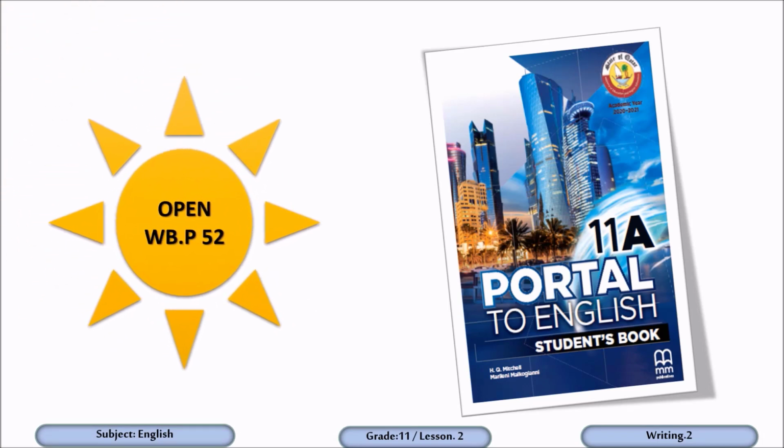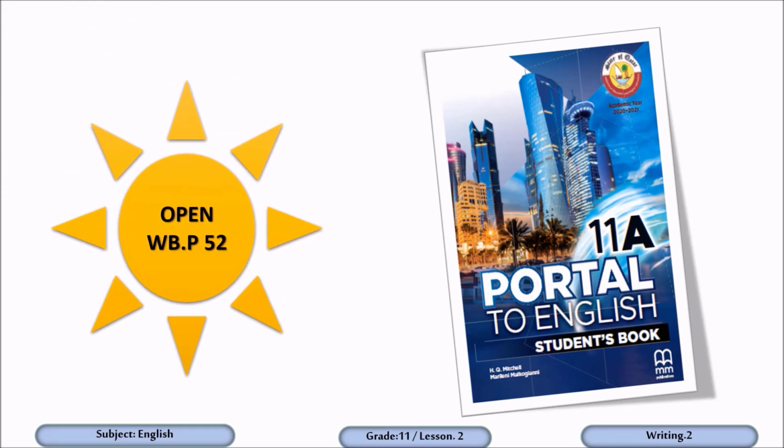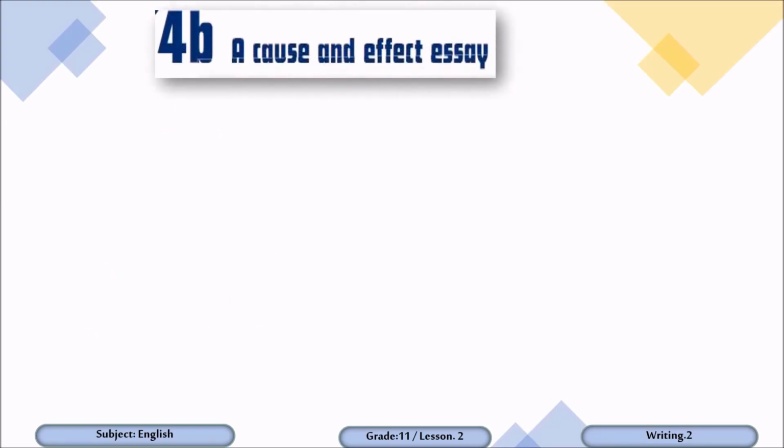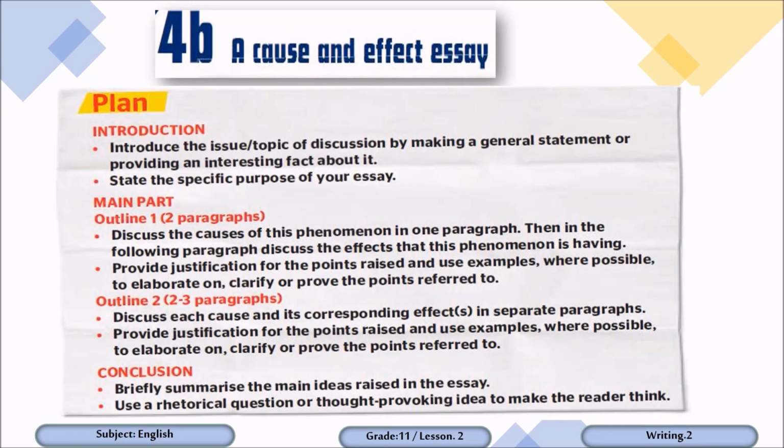Dear students, now open your workbooks on page 52. Dear students, now let's start planning a cause and effect essay. So, we should get introduced to the main stations in planning a cause and effect essay. The first station is the introduction. After that, we have the main part that consists of two paragraphs. Then we have the conclusion.